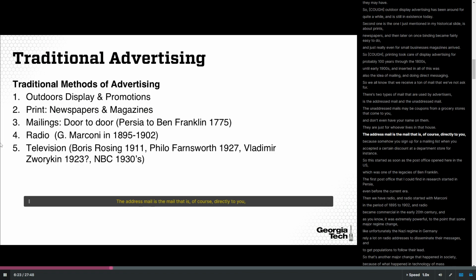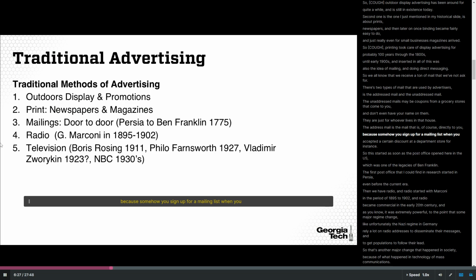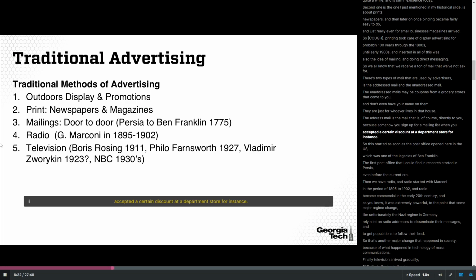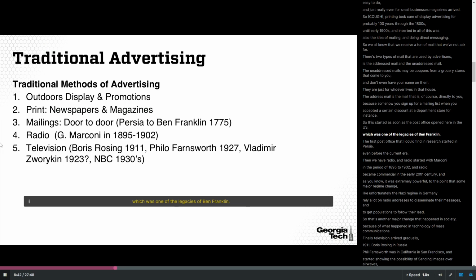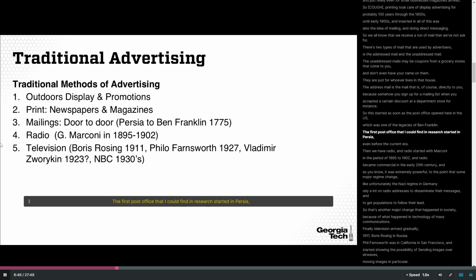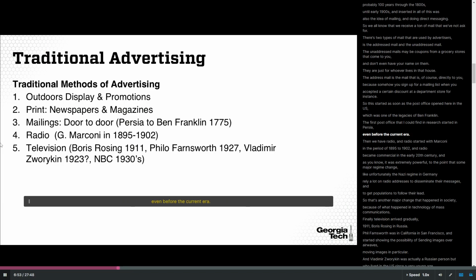The addressed mail is the mail that is, of course, directed to you because somehow you signed up for a mailing list when you accepted a certain discount at a department store, for instance. So this started as soon as the post office opened here in the US, which was one of the legacies of Ben Franklin. The first post office that I could find in research started in Persia, even before the current era.